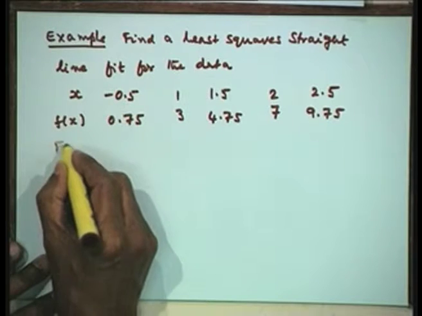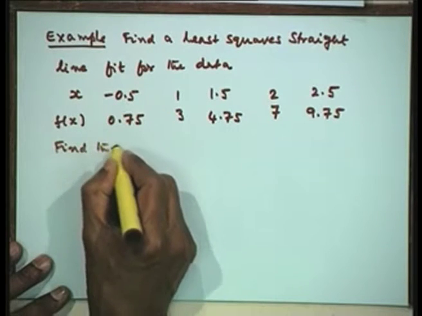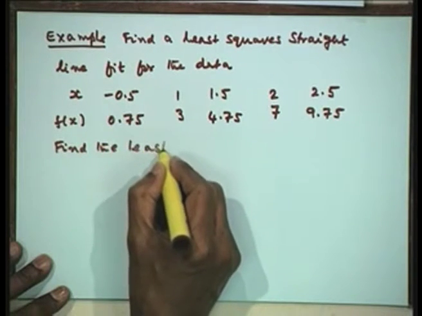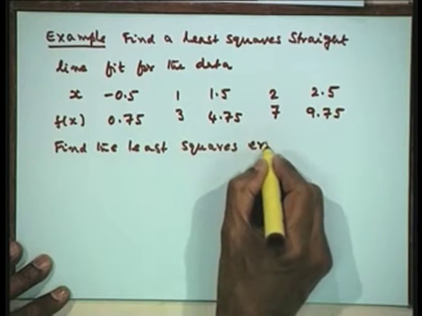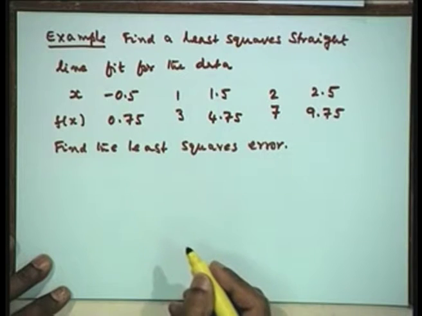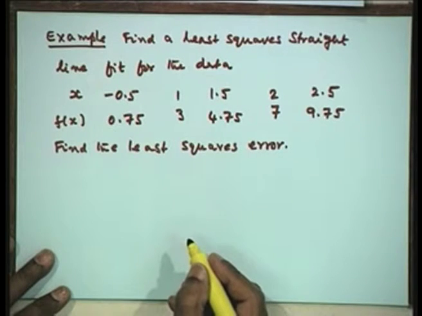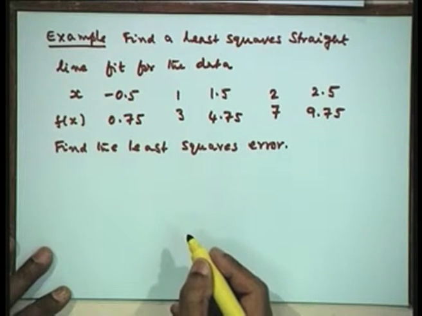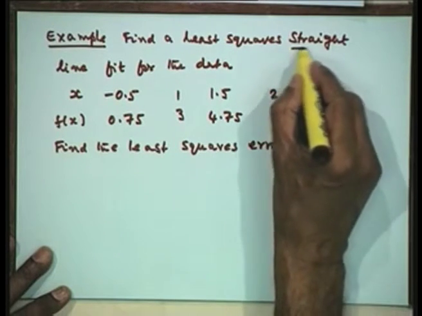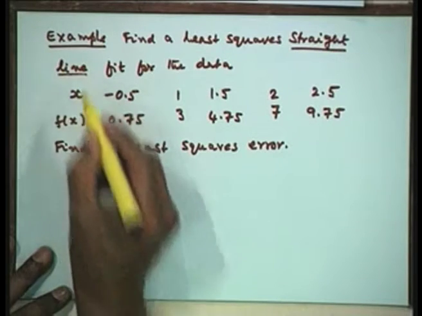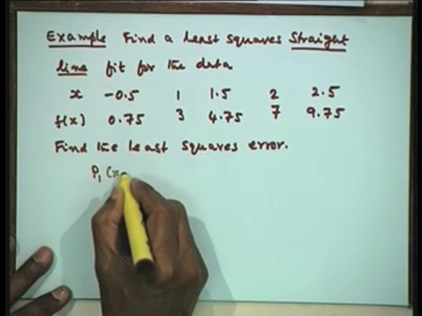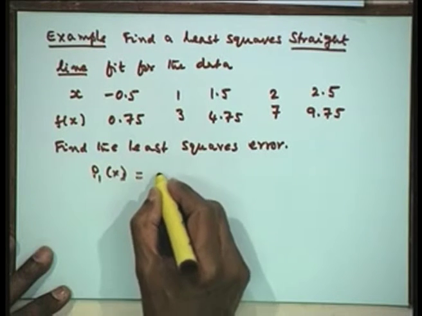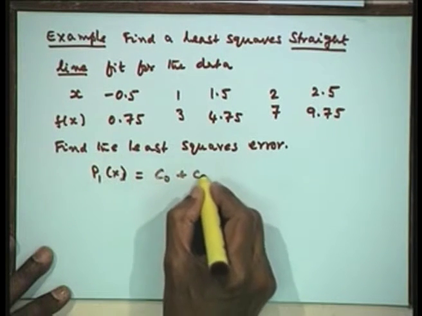Let us also find the least squares error. Find the least square error. Now, here we have asked for a straight line fit. Therefore, what we are talking of is the approximation by using the polynomial C naught plus C 1 x.